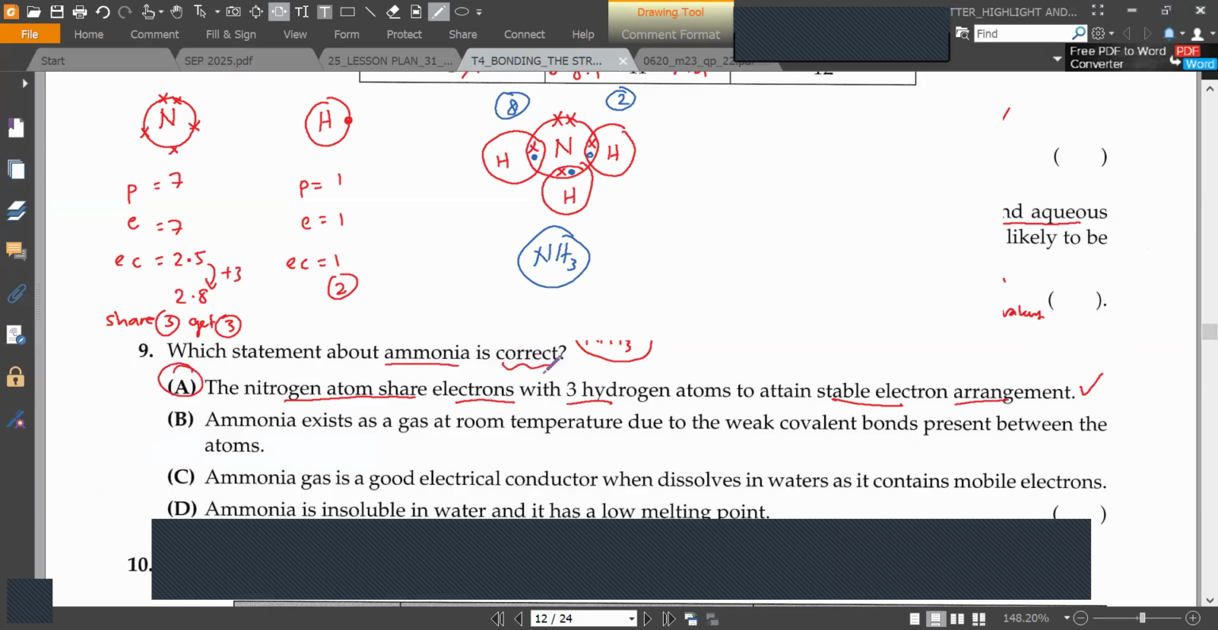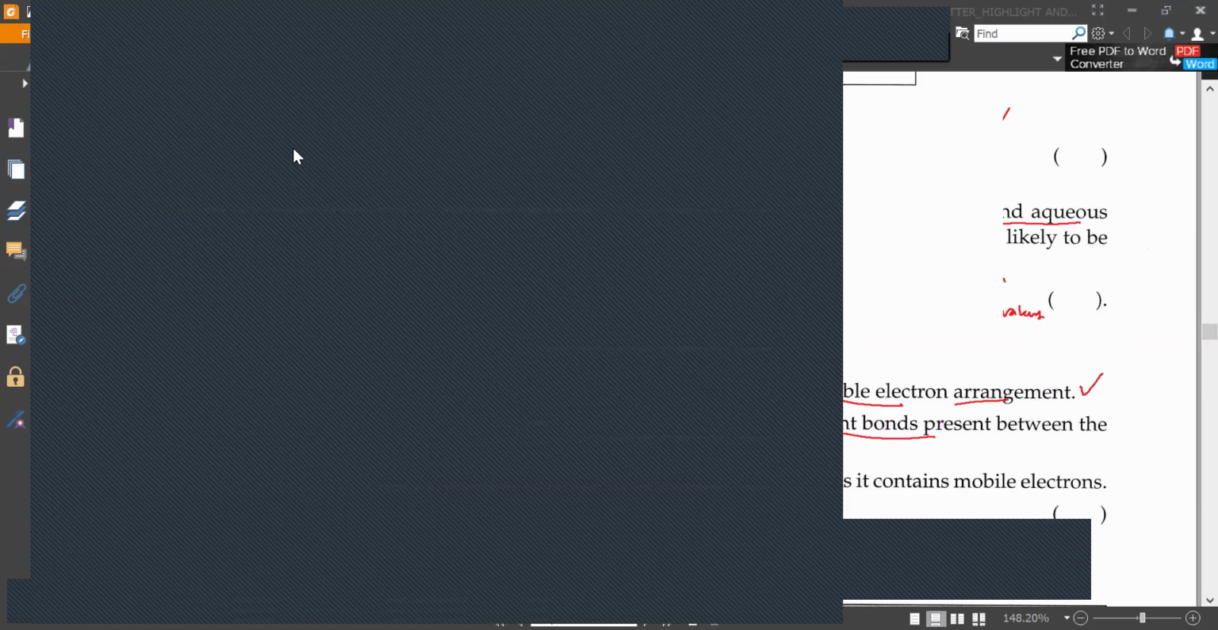Okay, let's look at B. Ammonia exists as a gas at room temperature due to weak covalent bonds present between the atoms. So this is incorrect. Let us quickly look at the notes to find out.